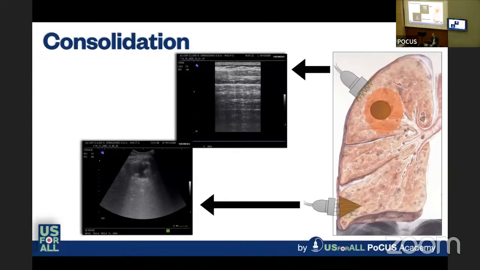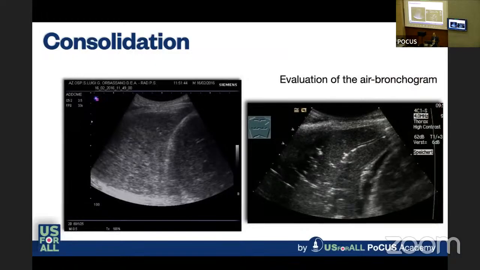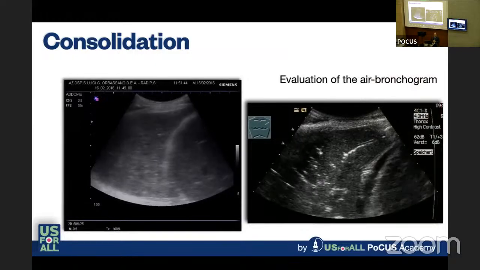У УЗИ тоже есть ограничения, так как мы можем увидеть только патологии, которые находятся рядом с плеврой. Если же между патологией и плеврой находится нормальное легкое, где аэрация происходит нормально, то УЗИ не может это визуализировать. Например, в этом случае карцинома находится в глубине легкого, но УЗИ не может ее увидеть.